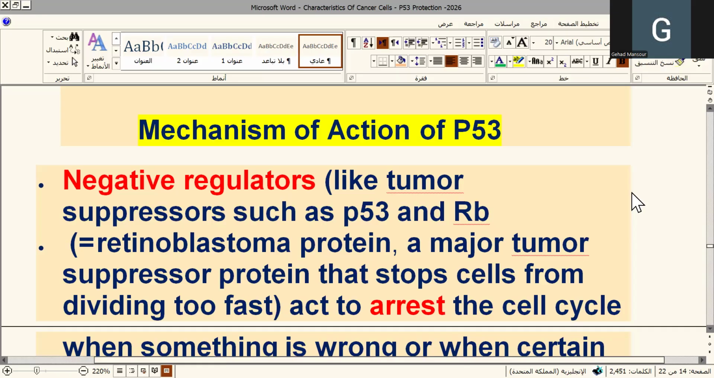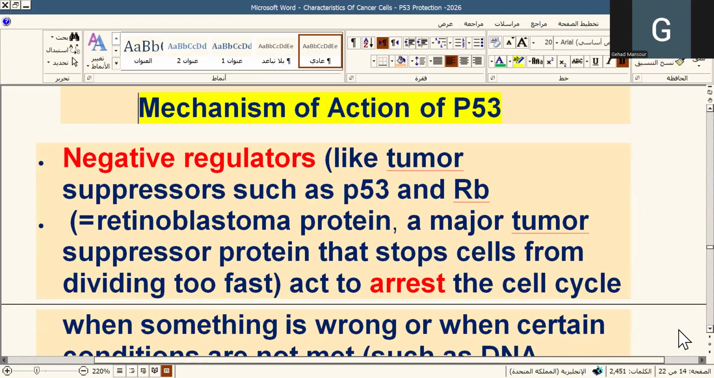Good morning. In this video, we are going to understand more about the mechanism of action of the inhibitory protein P53 that has an inhibitory effect on the cell cycle, which is exerted only when P53 detects the presence of an abnormality in the DNA of the cell. So P53 is a negative regulator of the cell cycle. And that's why it is called a tumor suppressor.